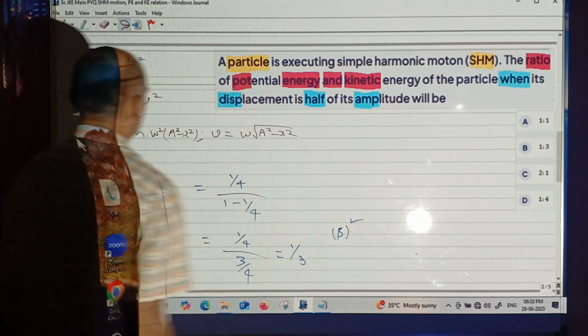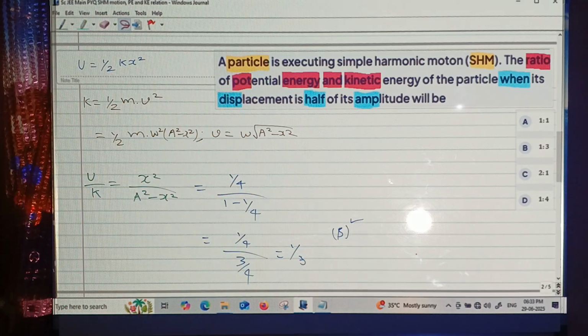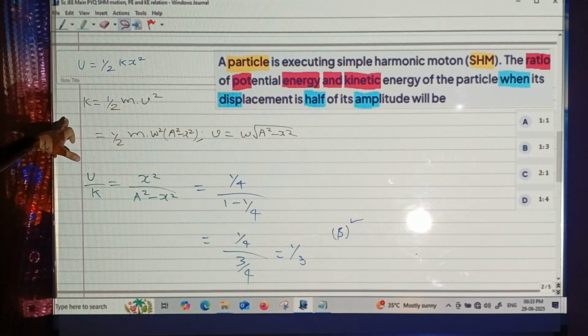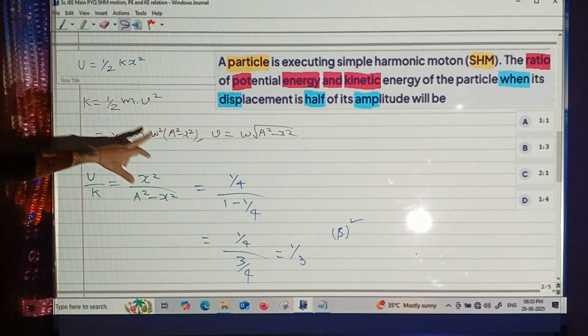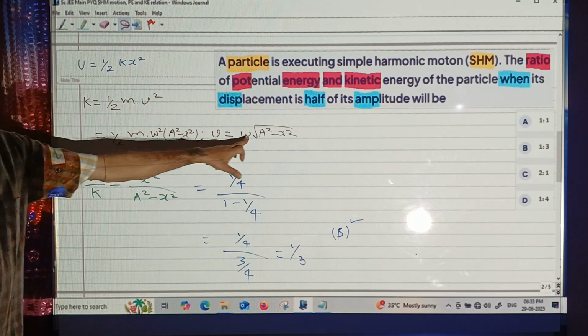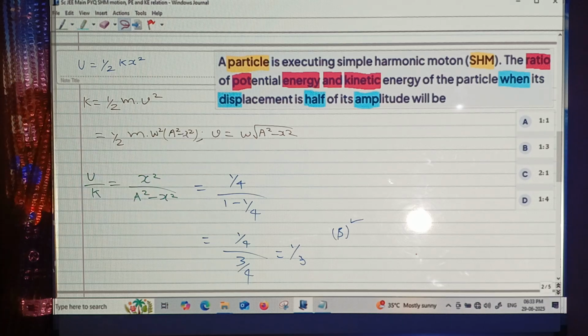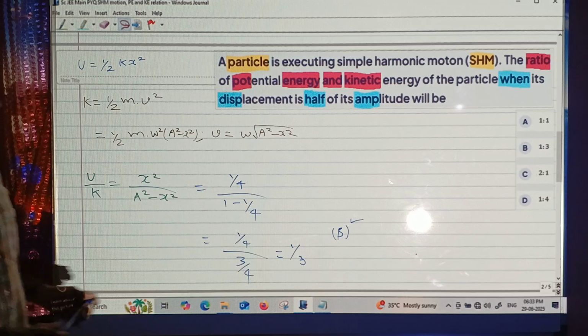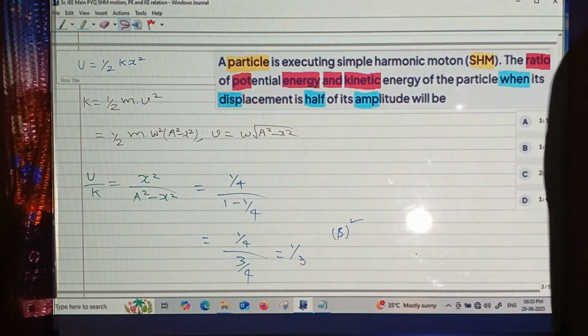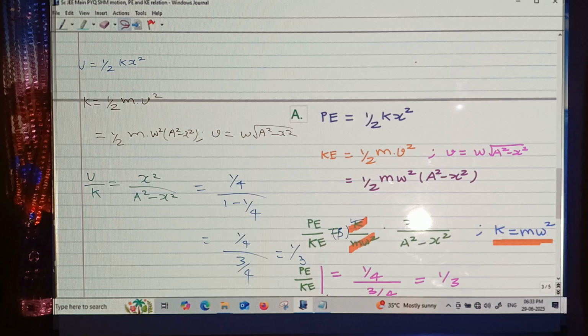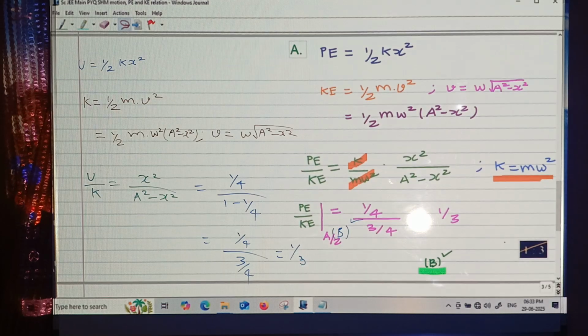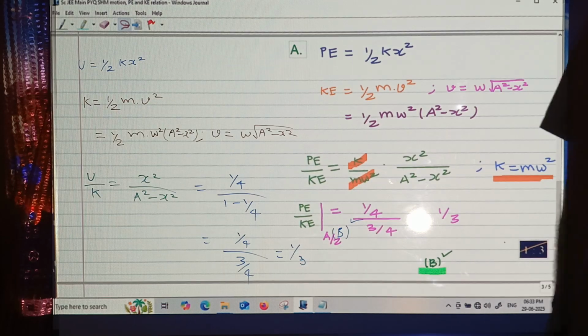This is a very simple question. You just have to know that potential energy is half k x square and kinetic energy is half m v square, and v in terms of x is omega into square root of a square minus x square. And one more thing you have to know is that for an SHM, k equals m omega square. That condition should be satisfied. B is the correct answer.